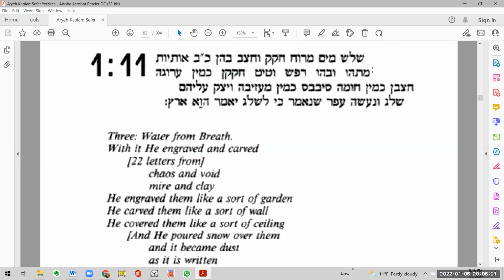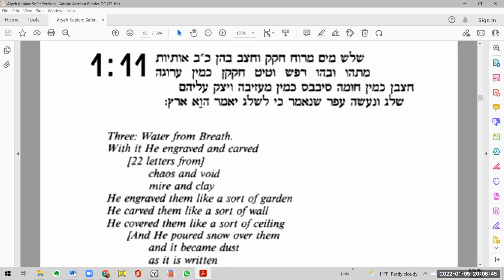Mitohu vavohu, from chaos and void. That's the way it's usually translated, and that's the way Rabbi Kaplan translates it as well. We are going to express it somewhat differently, but for now, let's just translate it that way. Refesh v'tit, which is sort of mud and clay. Refesh is mud, v'tit clay.